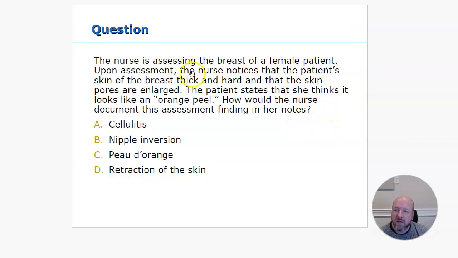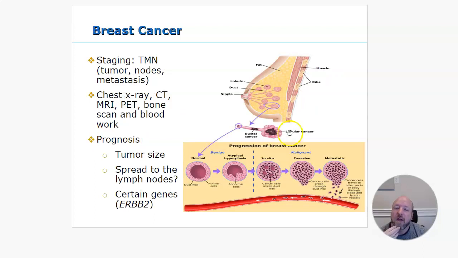Here's a question. It says the skin is thick and hard. She thinks it looks like an orange. How would you document that? And that's C, right? Peau d'orange, which means that the skin looks like an orange around the breast.